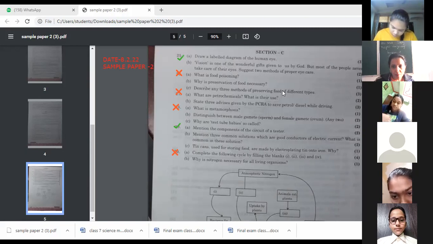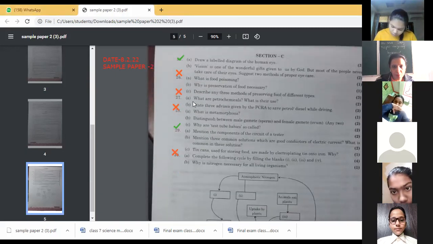So the next one is also not there. This is a nitrogen cycle. So with this, I think this sample paper is over. Okay.